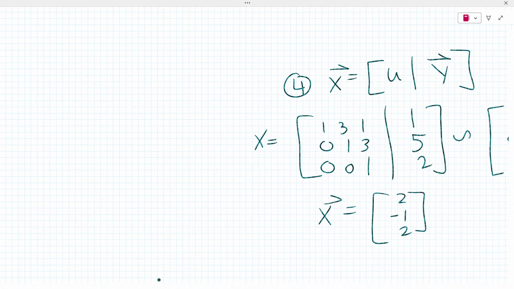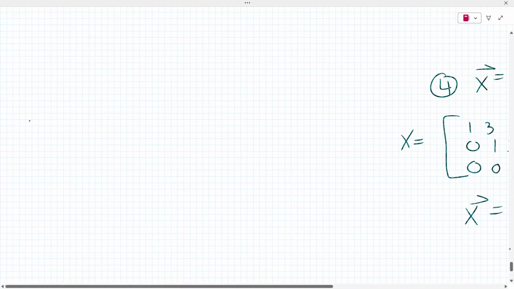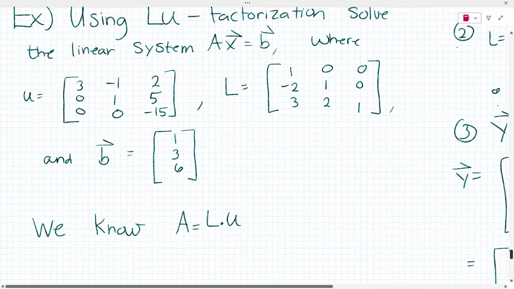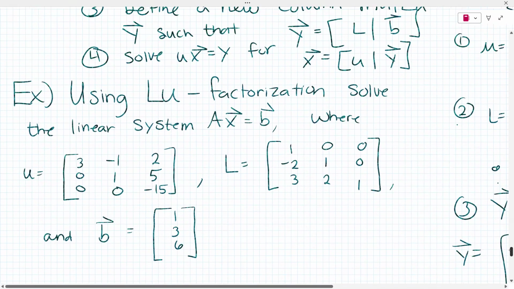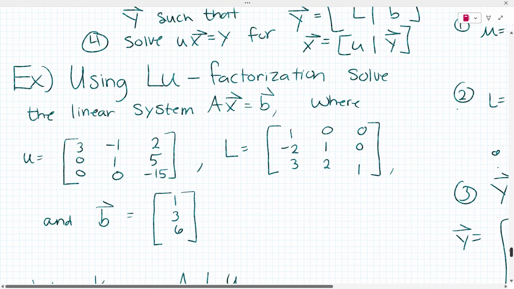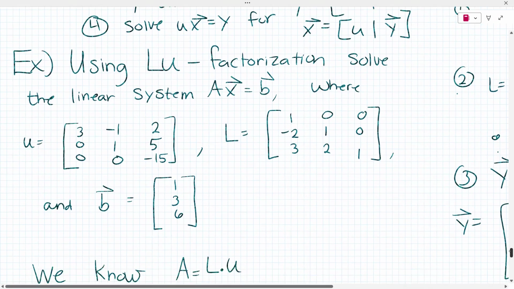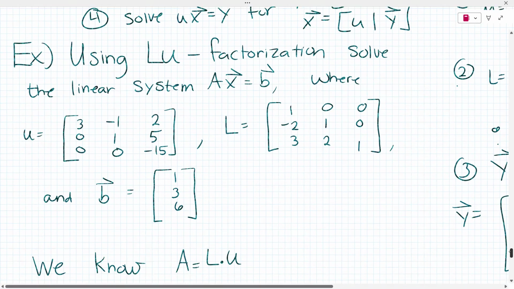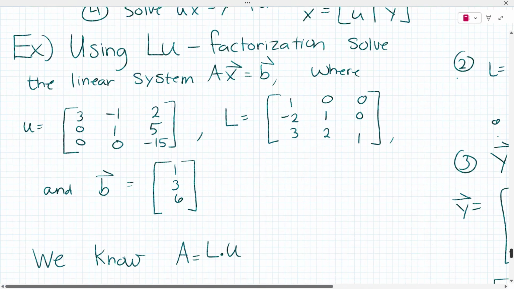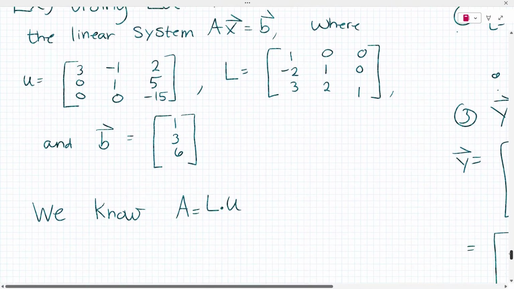Okay, let's move on. I think we have like 2 more examples. So let's do this example. It says using LU factorization, solve the linear system A times vector x equals vector b, where U equals 3, 0, 0, -1, 1, 0, 2, 5, 12, and L is equal to 1, -2, 3, 0, 1, 2, 0, 0, 1. And vector b is equal to 1, 3, 6.